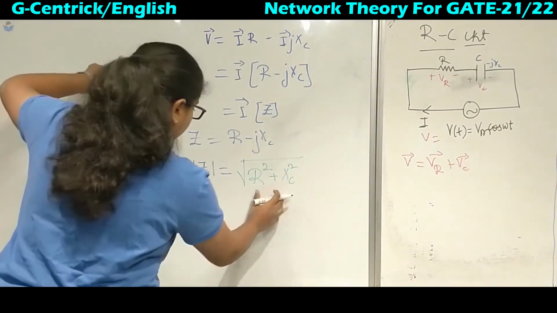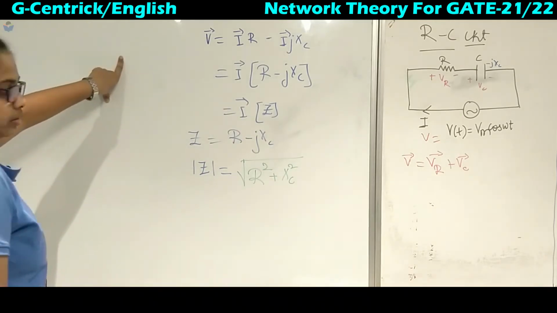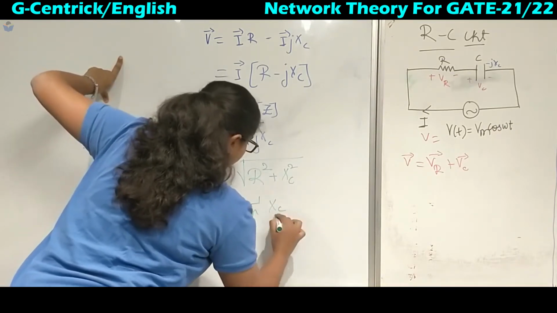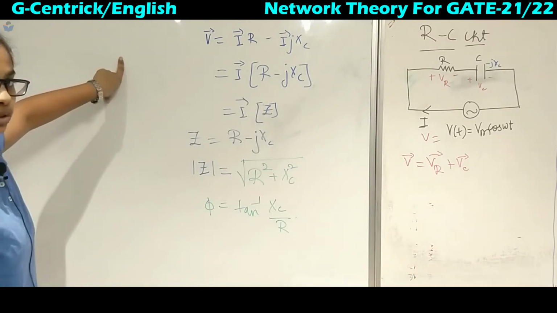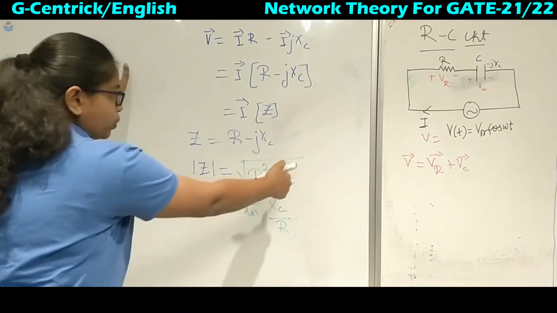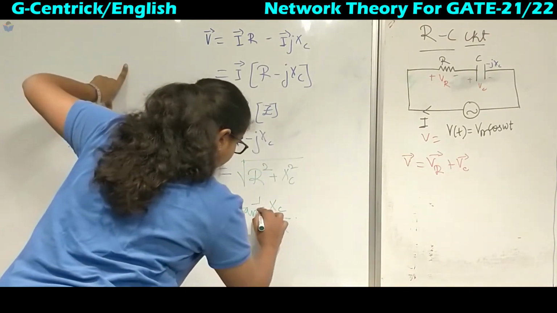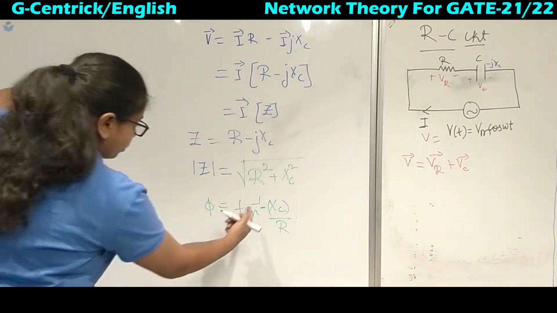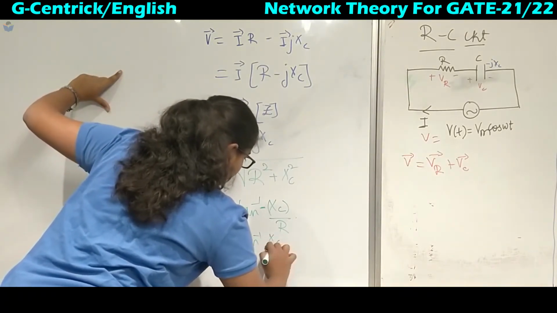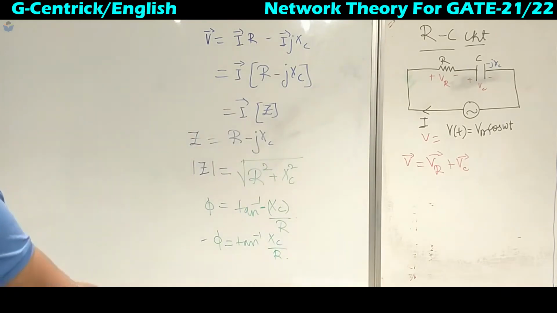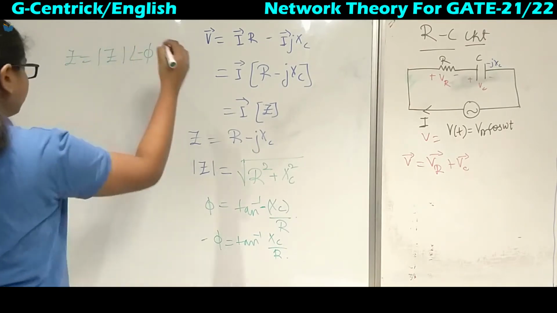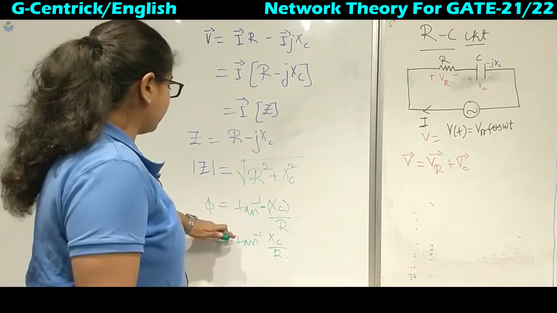Now for the angle phi, it will be tan inverse of Xc by R. Whether it will be minus or plus: in the square, minus into minus became plus, but here it will be minus Xc upon R. If I take the minus to this side, minus phi will be tan inverse of Xc upon R. So Z is equal to mod Z angle minus phi.